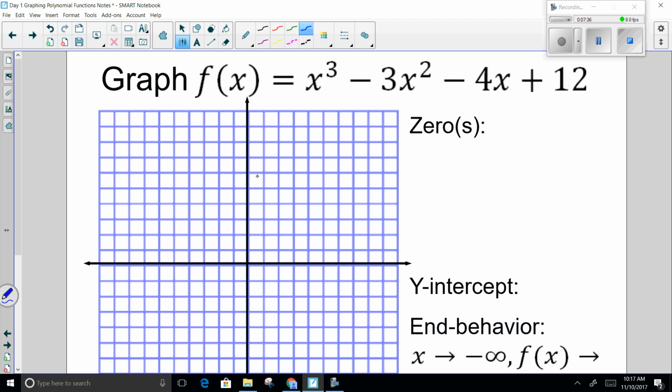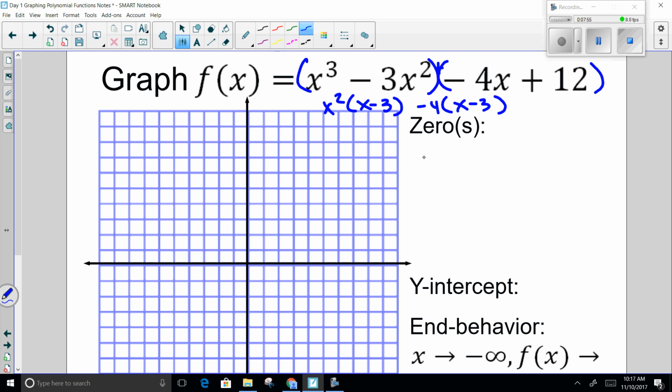Okay. Now let's look at a different one. Again, we're going to factor this, so we're going to group the first 2, plus group the last 2, and then we're going to group. So we can take out an x squared, and I'm going to have x minus 3. I can take out a negative 4, and I'm going to have x minus 3.